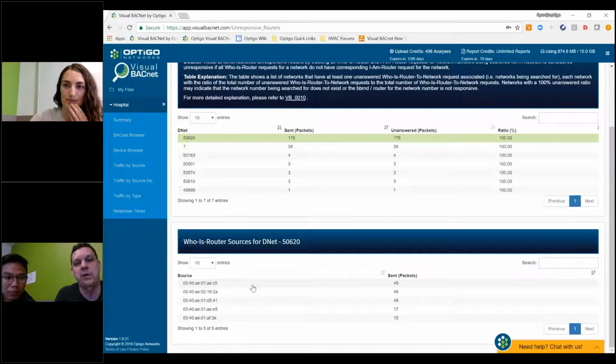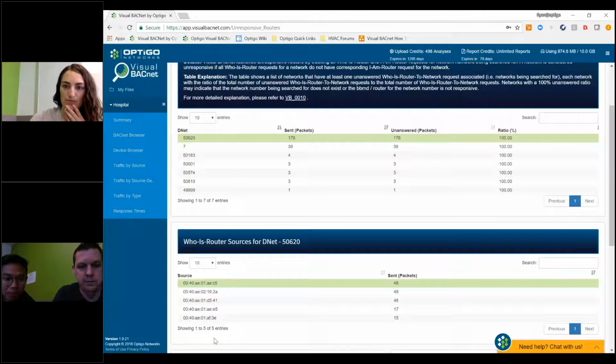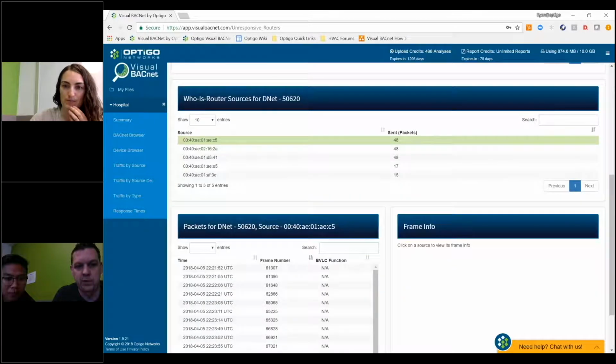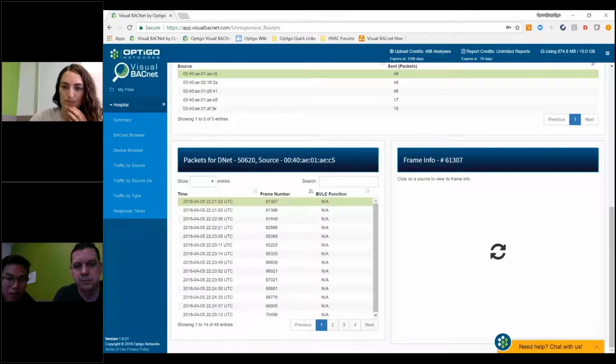So now very quickly we've said, oh, I have an offline or an unresponsive router, and I know the sources that are asking for that network. Let's go look at the source. Right, and then right away, you can go onto your server or whatever you have and start seeing what's going on. Not a lot of information in here at this point, but at least it gives you a good start.